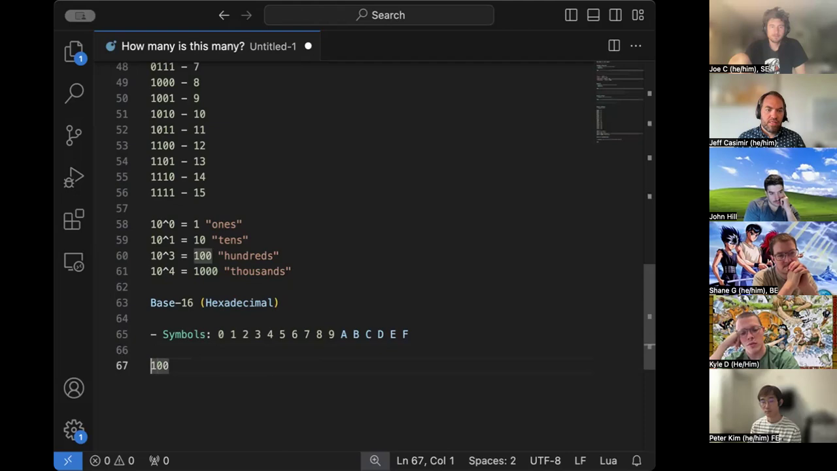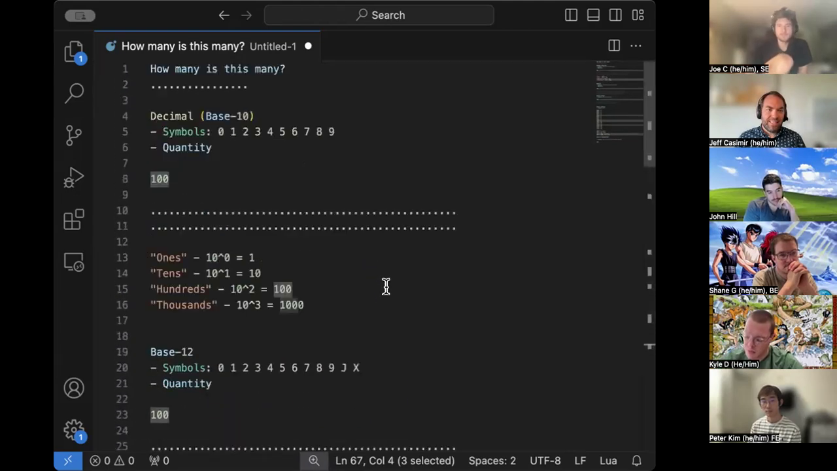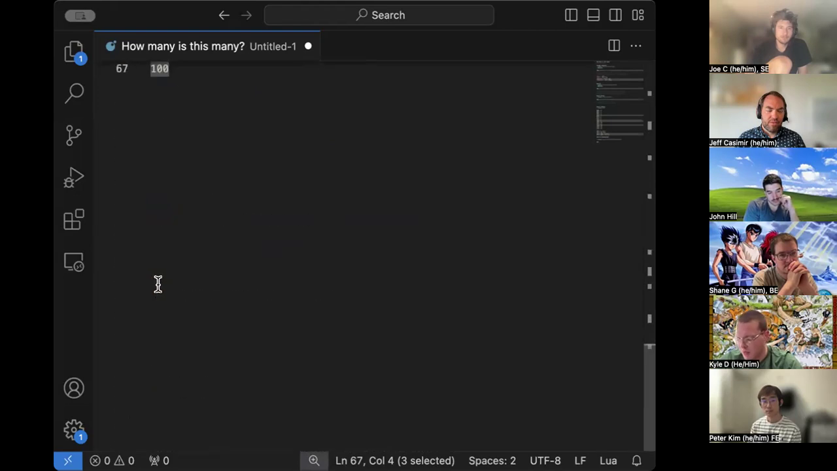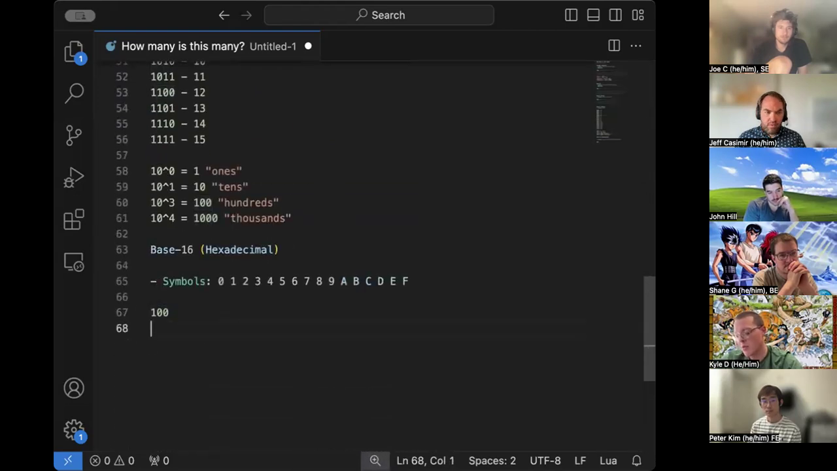And so this 100 in base 16, let's come back here. I lost my, okay, I'm just going to type it. Okay. We didn't have just 10.